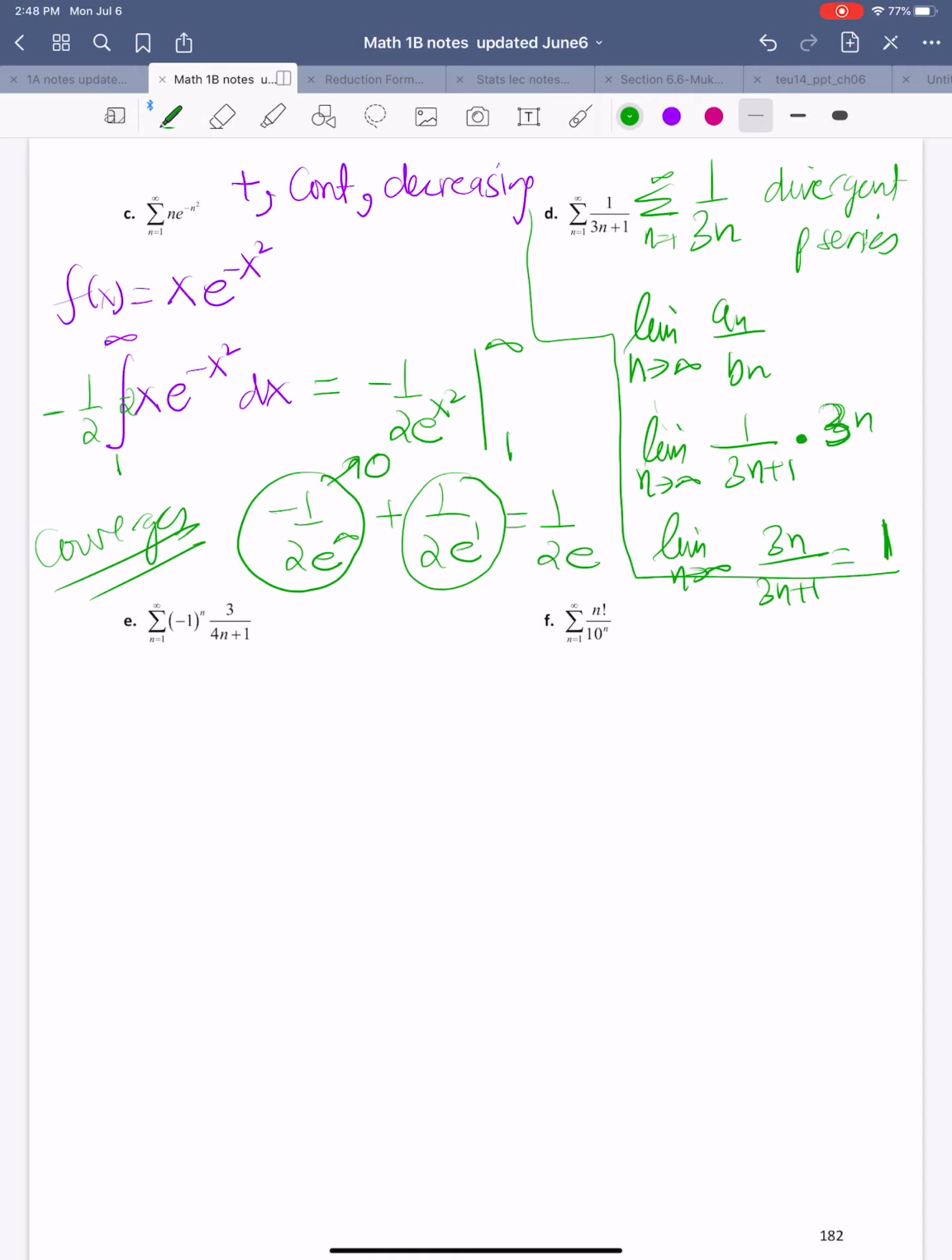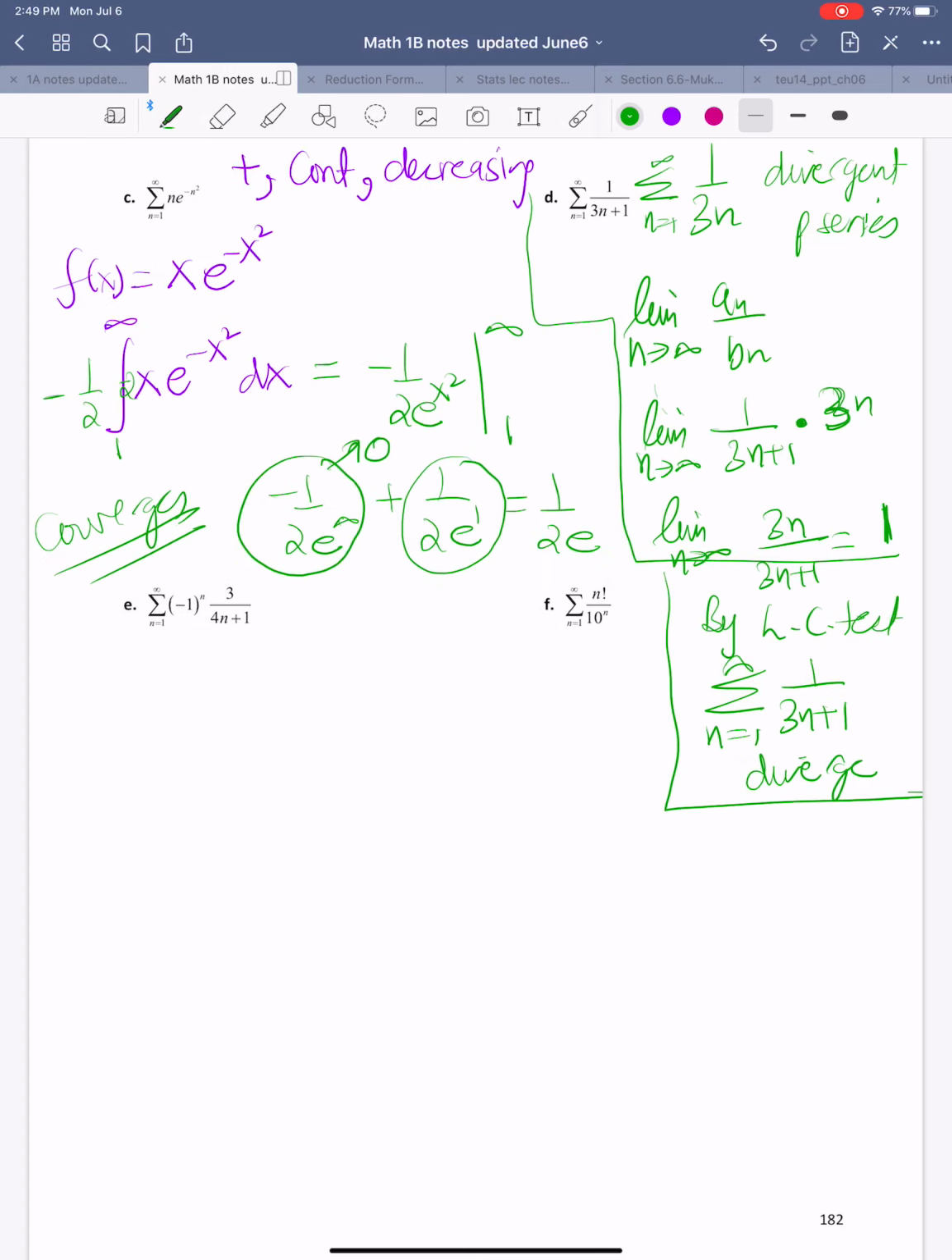1, which is a finite positive number. If the limit turns out to be a finite positive number, not 0, not infinity, then they both do the same thing. They both either converge or they both diverge. So by limit comparison test, the series from n equals 1 to infinity of 1 over 3n plus 1 diverges, because we compared it with a divergent p-series.